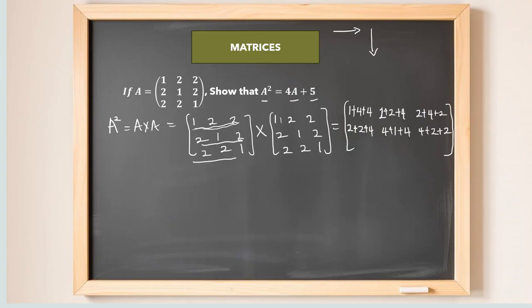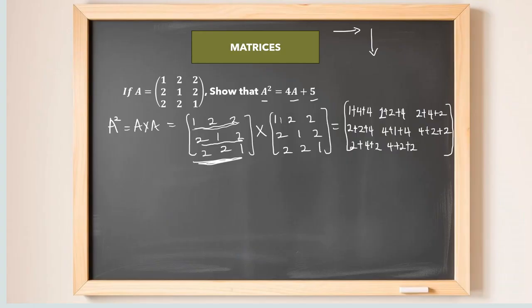Now for the last row. I'm going to use this last row to multiply this column and also the next column and the last column too. Now 2 multiplied by 1 is going to be 2, 2 multiplied by 2 is 4, and 1 multiplied by 2 is 2. And here, the same thing. 2 multiplied by 2 is going to be 4, plus 2 multiplied by 1 is 2, and 1 multiplied by 2 is 2.